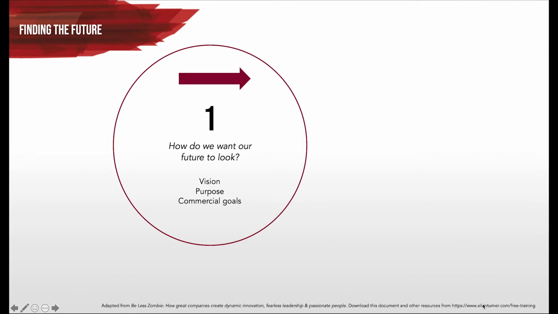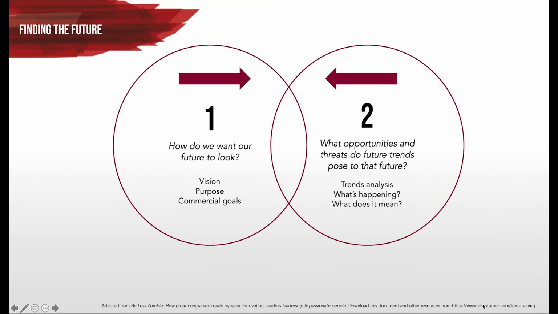So here are the three questions that I observe that they ask. The first is, how do we want our future to look? Most organizations do this. Here's where we want to be. Here's what we want the future to look like, from a vision point of view, from a purpose point of view, and also some commercial goals. We need all three of those. But we can't leave it there because, unfortunately, the future is coming and it's got some different ideas. It's got some different priorities.